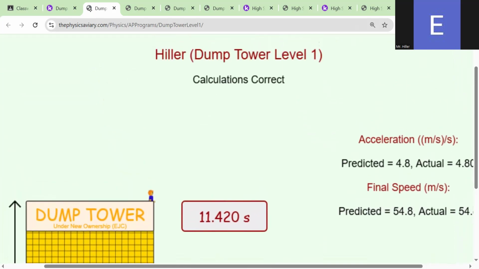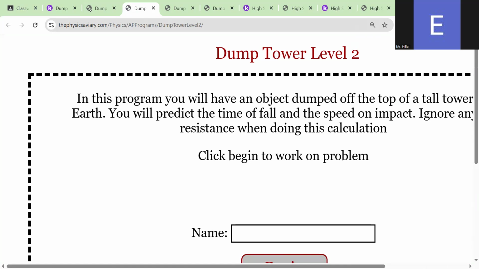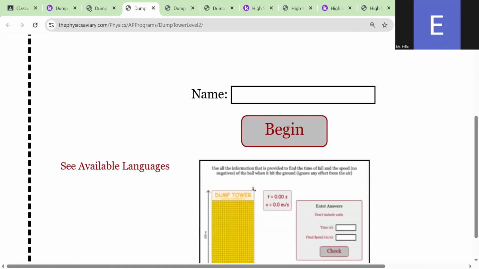All right, and there we go. Hopefully you were able to get question number 1 correct as well. If you did, well, let's move on to question number 2. Dump tower level 2. Nice little play on words there, isn't it?